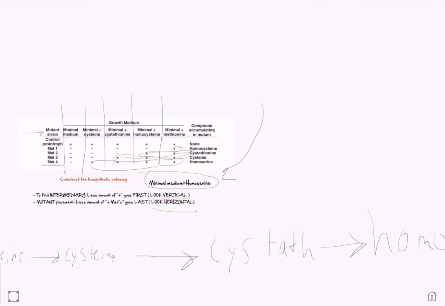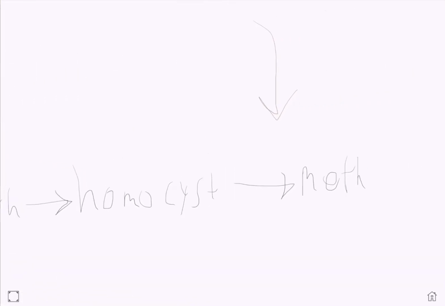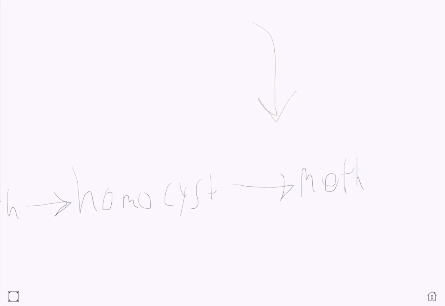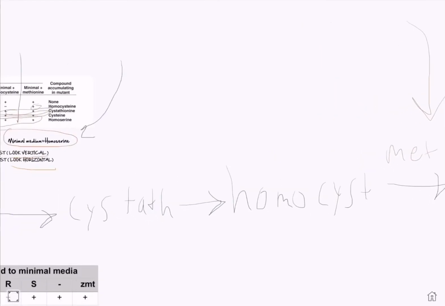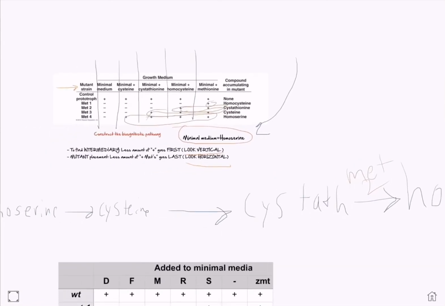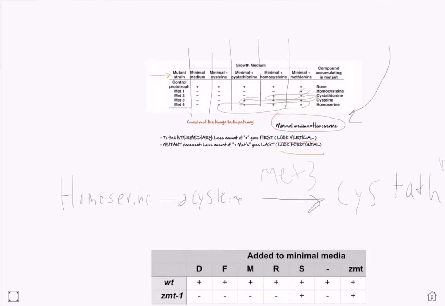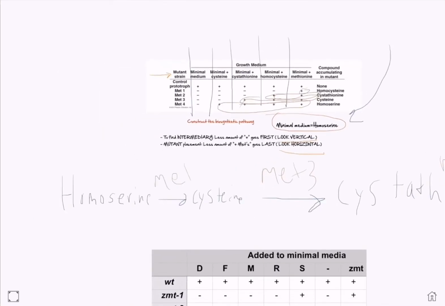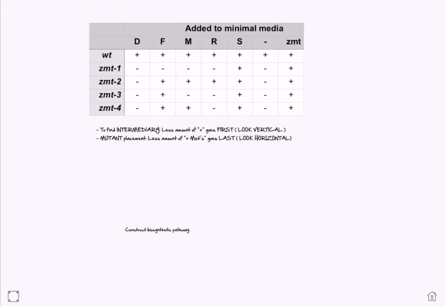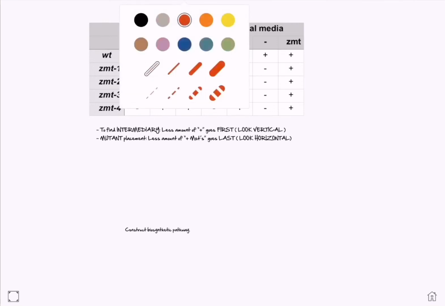So remember, for mutant placements, you look at it going last. So here, Met 1, followed by Met 2, Met 3, and then Met 4. This question is a bit different than the one above because everything's not in order, but let's see if we can still tackle it.